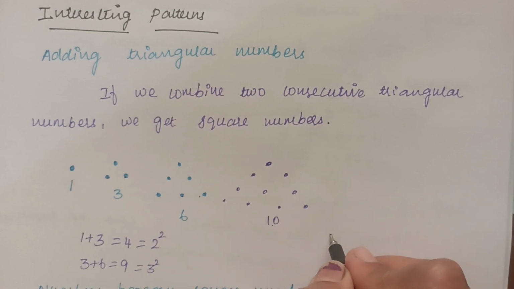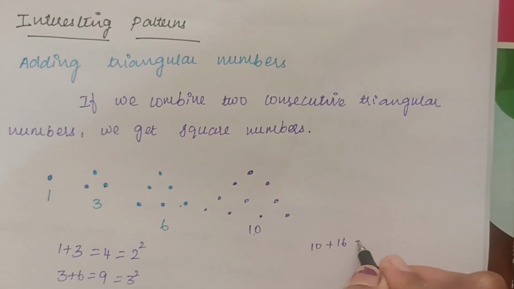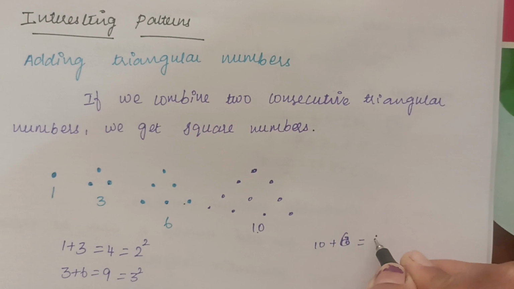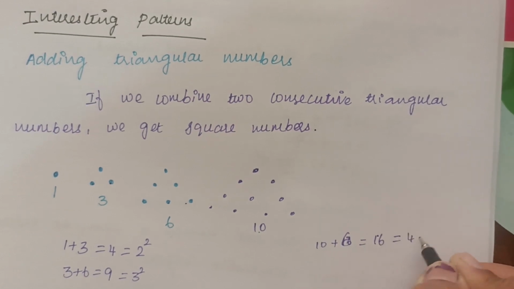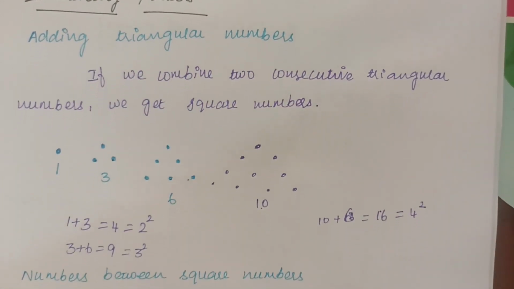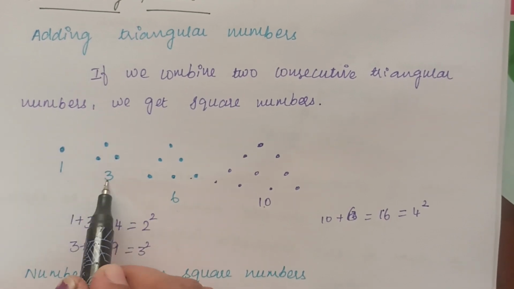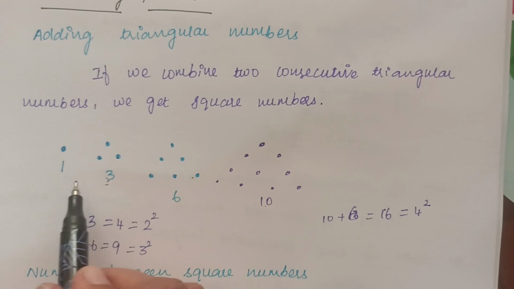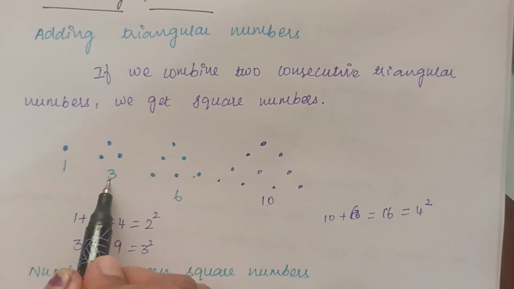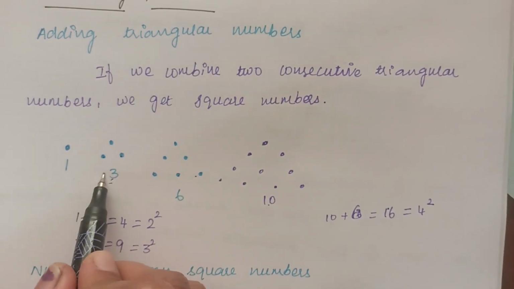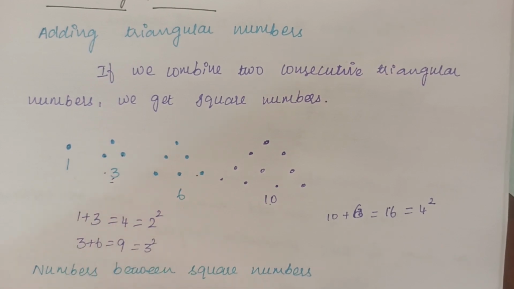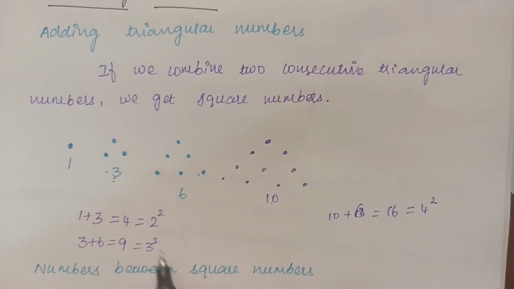So 10 plus 6 is 16. Again it is a square number, 4 square. So if we combine two consecutive triangular numbers, we get a square number. Suppose we are adding 1 and 3. 1 plus 3 is 4, which is 2 square. Again it is a square number.